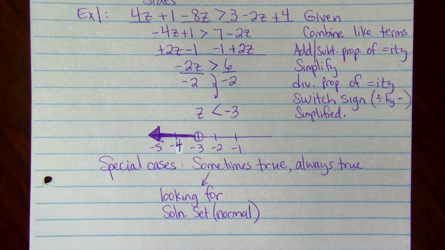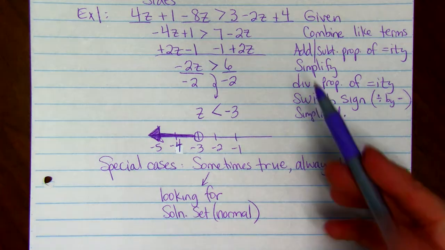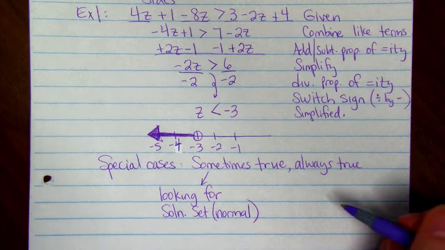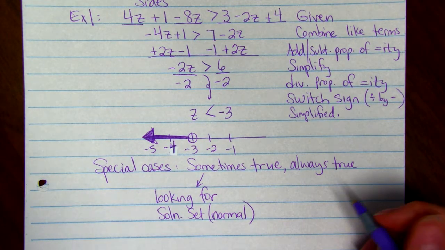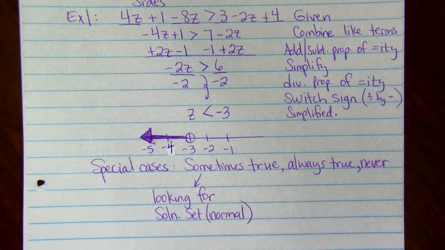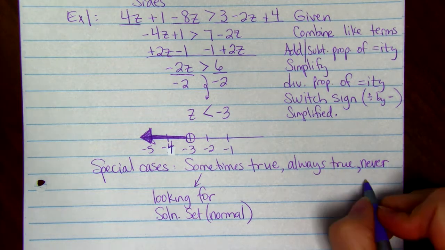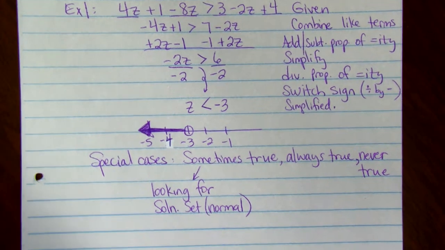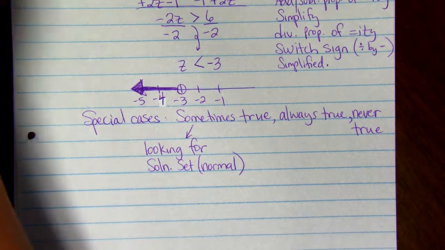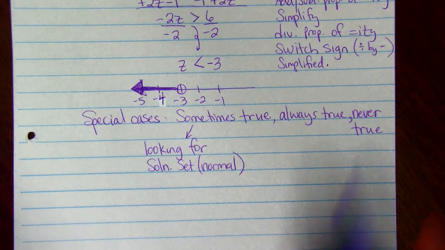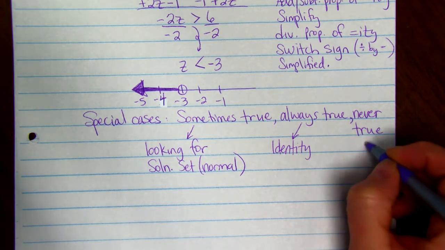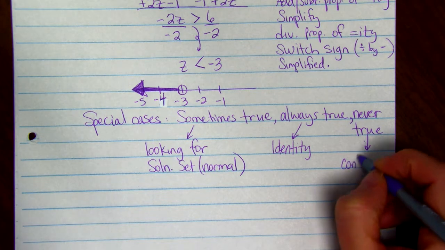Now sometimes we'll have always true. And that's if you get an inequality where say 1 is greater than negative 10, that's going to be always true. And that's called an identity. And then sometimes we'll have ones that are never true. An example of an inequality that's never true is if you had 0 is greater than 10. That's not ever going to be true. That's called a contradiction. So always true is called an identity, and never true is called a contradiction.